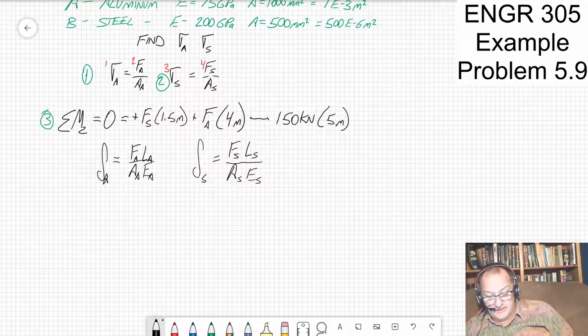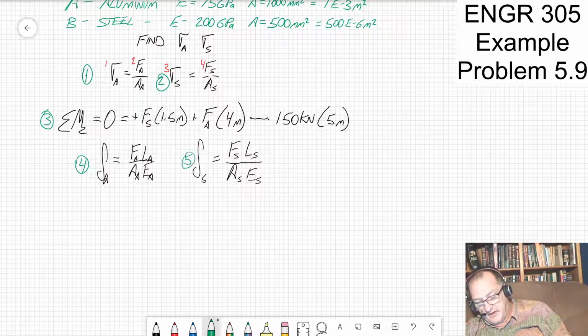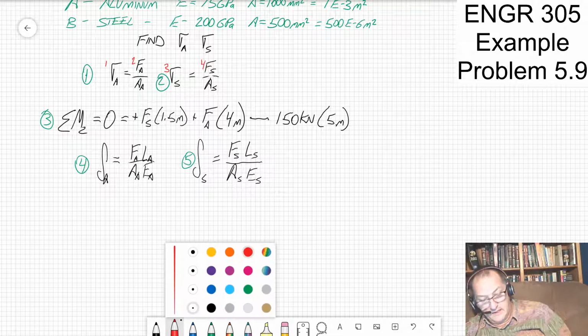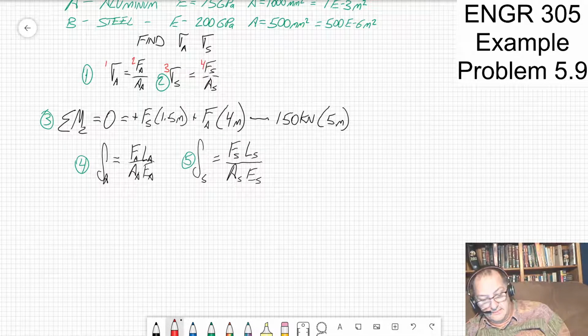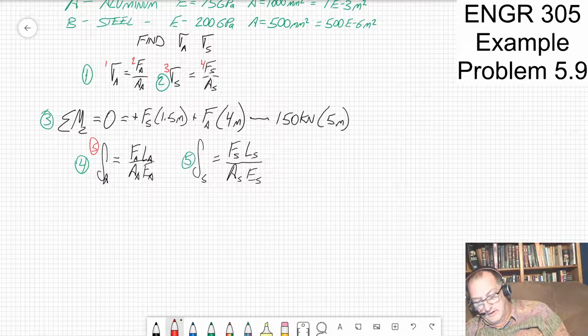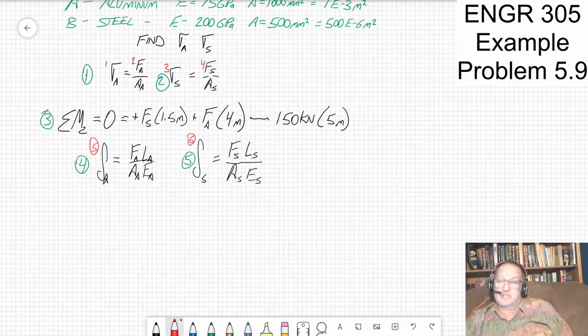So I just bought myself 2 more equations. So that's good. I've got here, there's 4 and there's 5. Unfortunately, along with that, I introduced number 5 and number 6 as far as unknowns go. So I'm still one short.